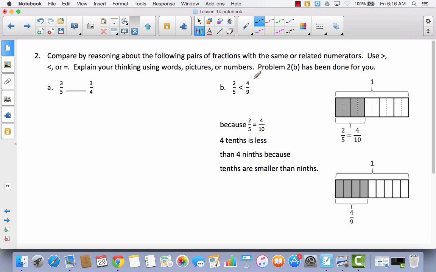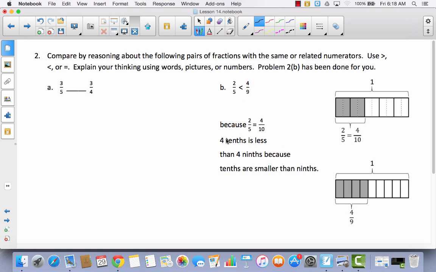Now you'll notice that the numerators are not the same and the denominators are not the same. So that would be hard to compare. Okay, so let's take a look at what they did here so that they could easily compare them. They took 2/5 and they decomposed it into tenths. And by doing that, now their numerators are the same. So now instead of 2/5, they can think of this as 4/10. So they have 4/10 compared to 4/9. Well, because ninths are larger than tenths, then 4/10 is less than 4/9. So that's how they solved this.